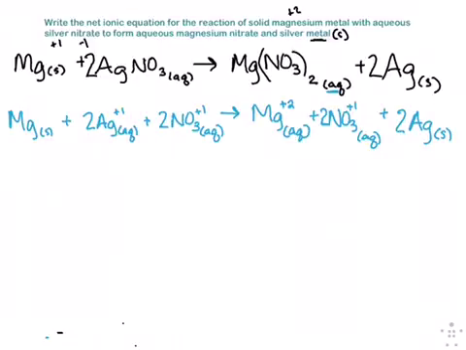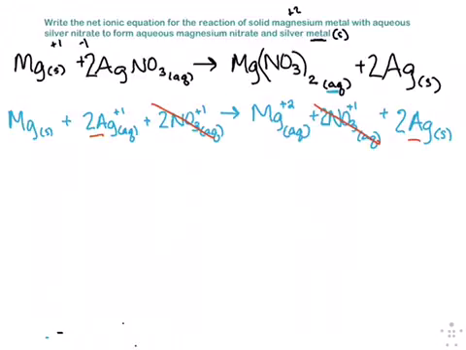Where are my spectator ions? The 2 NO3s. Why not my silvers? Because they're not the same. One is aqueous and one is solid.